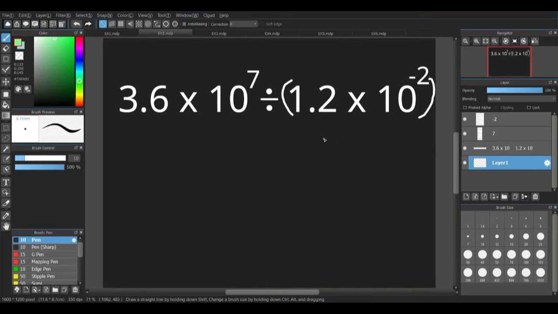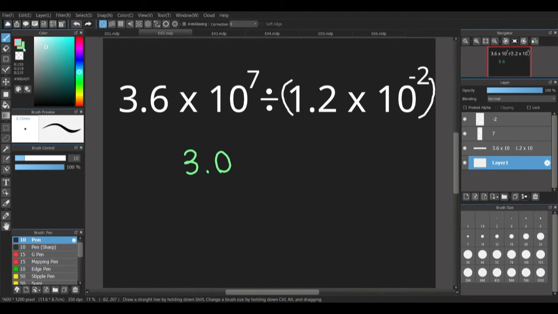Now, the first step we are going to do with this problem is divide our coefficients. 3.6 divided by 1.2 gives us 3. But that only has one significant figure, while both of our coefficients have 2. Therefore, we have to make 3 two significant figures by making it 3.0.